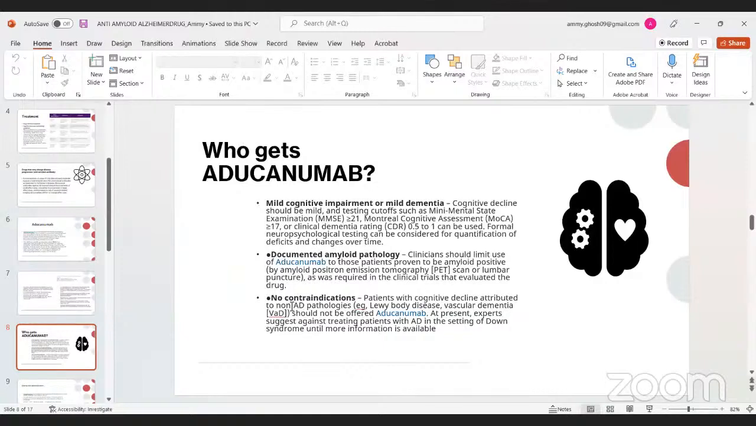And most importantly, there should not be any kind of contraindication. Patients with cognitive decline attributed to non-AD pathologies like Lewy body disease or vascular disease should not be offered aducanumab. At present, experts suggest against treating patients with AD in the setting of Down syndrome as well, until there is more information available.